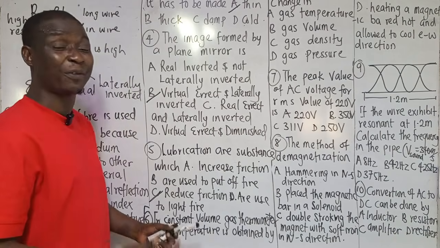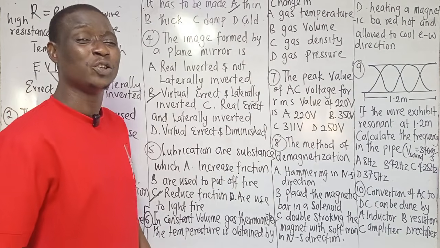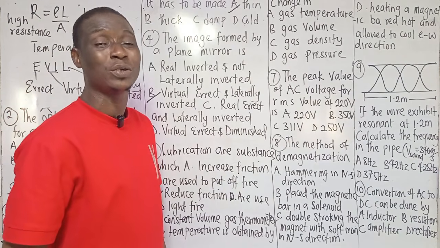Number 5: lubrications are substances which reduce friction. Apart from lubrication, you can use ball bearing, you can use ball roller, you can use banking, you can even use streamlining of the surfaces.